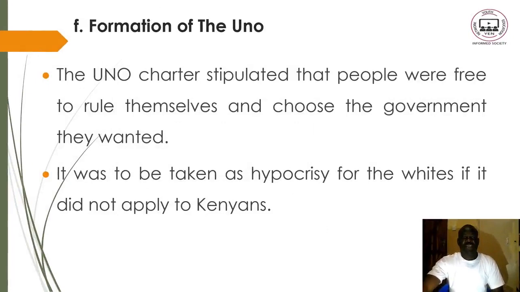And another factor for the rise of nationalism was the formation of the United Nations Organization. So the UNO Charter, remember this one, we talked about it. The UNO Charter stipulated that people were free to rule themselves and choose the government they wanted. Remember this one? Self-determination policy started way back. So it would have been taken as hypocrisy for the whites if this did not apply to the Kenyans. So the Kenyans were also arguing along the lines of the self-determination policy, which was also advanced during the formation of the United Nations Organization.